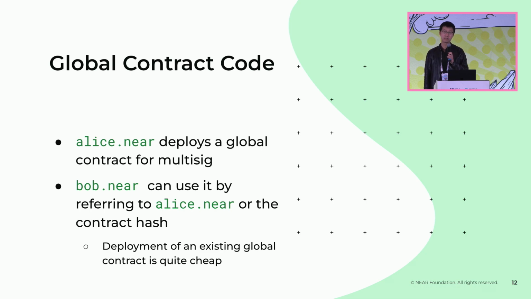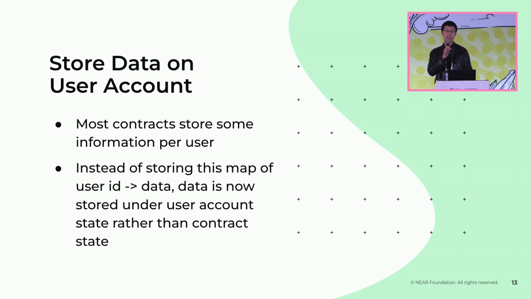And as you can see, this global contract code is already a very useful feature by itself. But in the context of sharded smart contracts, it's actually a prerequisite because a sharded smart contract necessarily has to have the code available on all shards. Okay, now let's talk about the second piece.